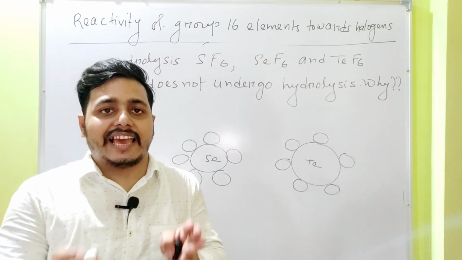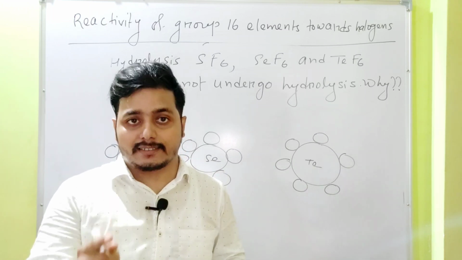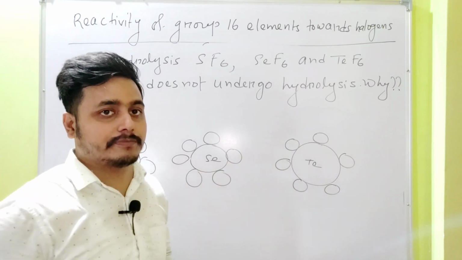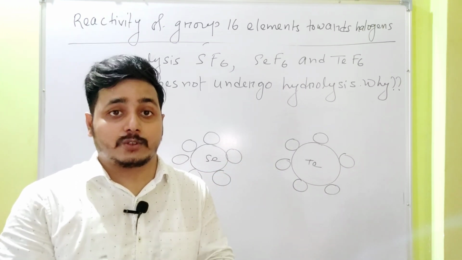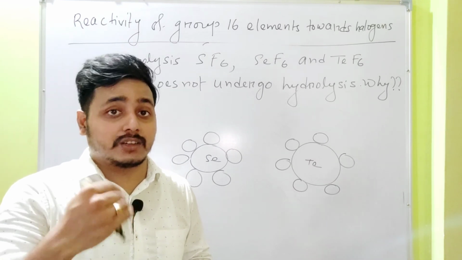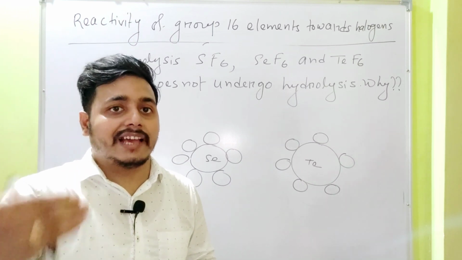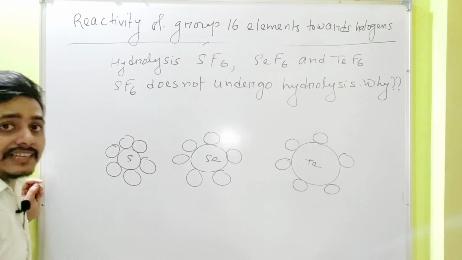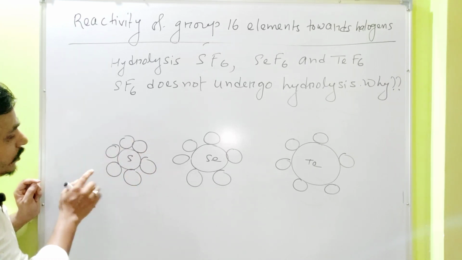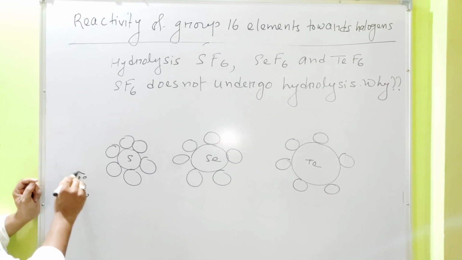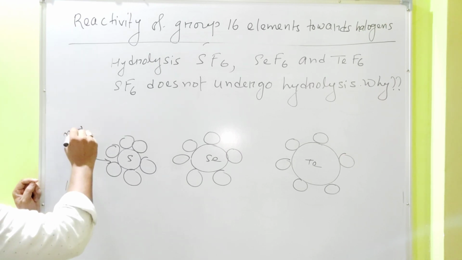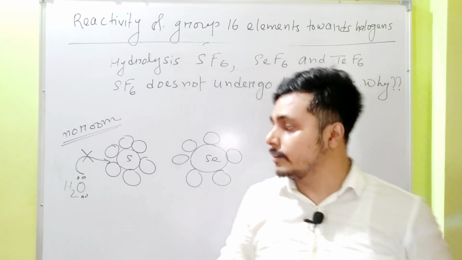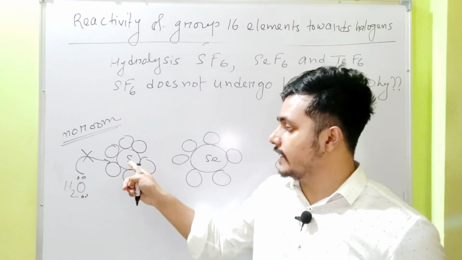So in hydrolysis reactions, as we know, it is the oxygen atom which attacks the central atom, because oxygen has a lone pair of electrons, so it can donate its lone pair of electrons to the central atom. As a result, a reaction takes place known as hydrolysis. But in case of sulfur, you can see the sulfur atom is protected by 6 fluorine atoms. There is no room, or no open space, for the oxygen atom of water to attack the sulfur atom.